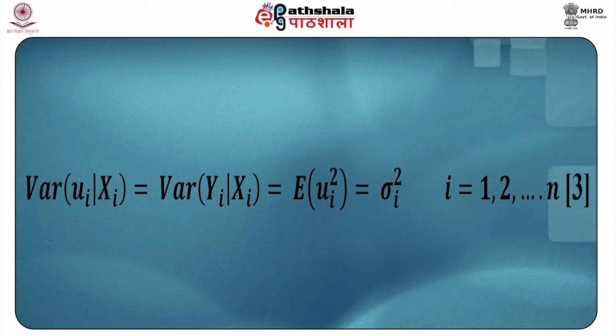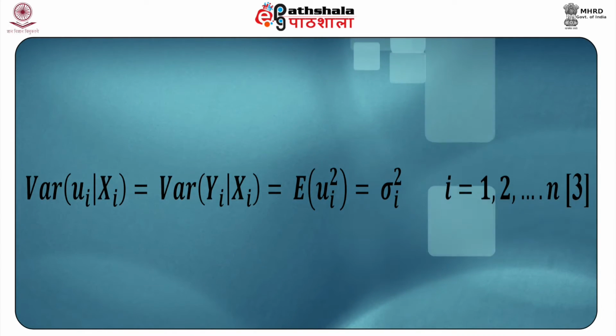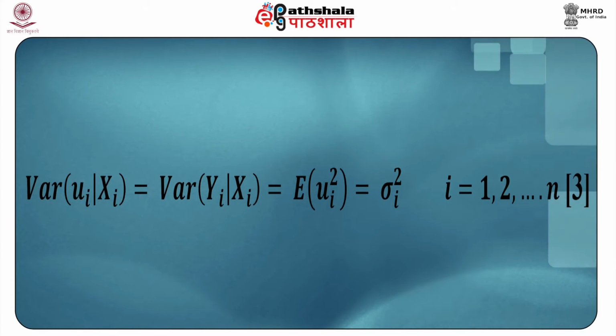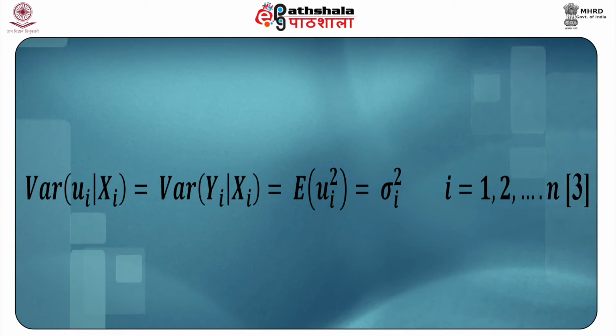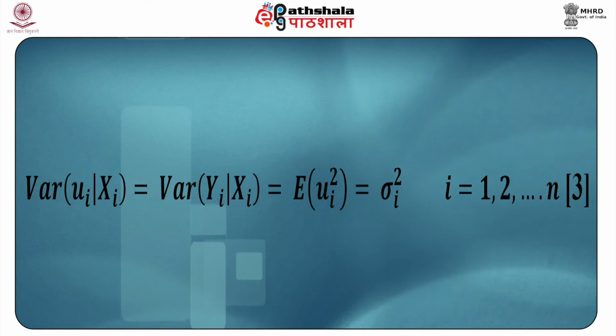It is basically a phenomenon where the stochastic random disturbances exhibit a non-constant conditional variance. Symbolically, heteroscedasticity implies that variance of mu_i given x_i is equal to variance of y_i given x_i, which is equal to expected value of mu_i square, equal to sigma_i square, where i is again equal to 1 to n. This is our equation 3.